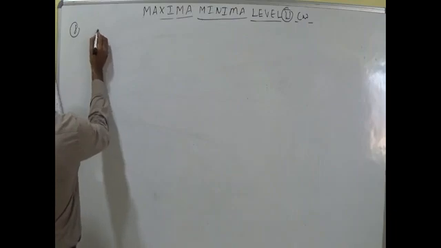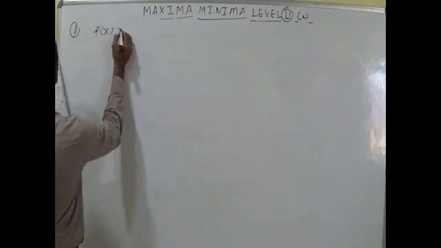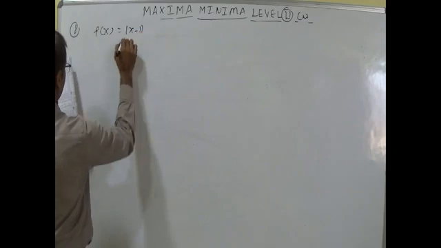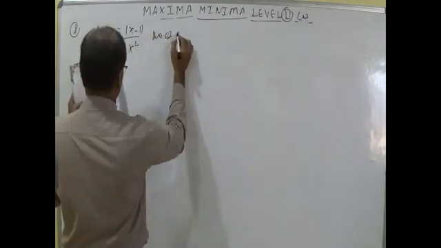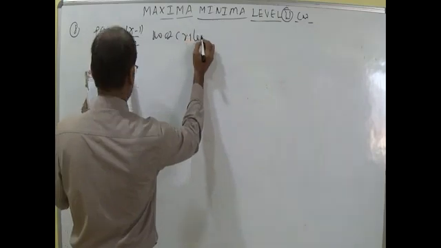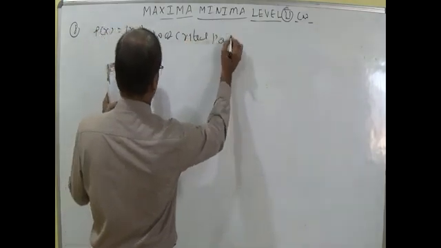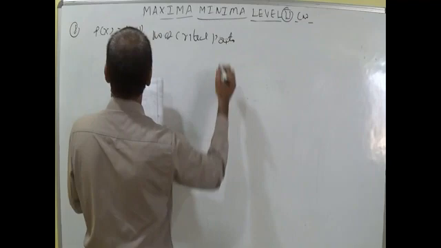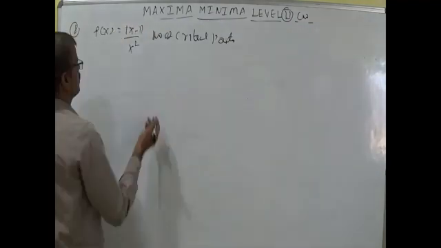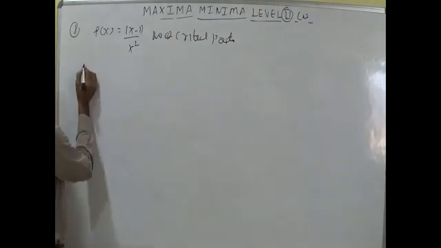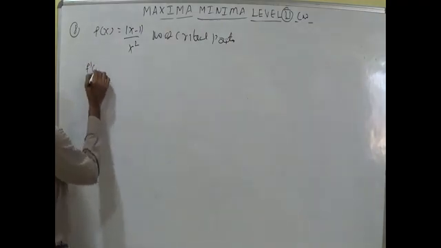He is asking the number of critical points. f of x is equal to modulus of x minus 1 by x square. He is discussing the number of critical points. What is a critical point? Where f dash x is defined, not defined, or f dash x equal to 0.